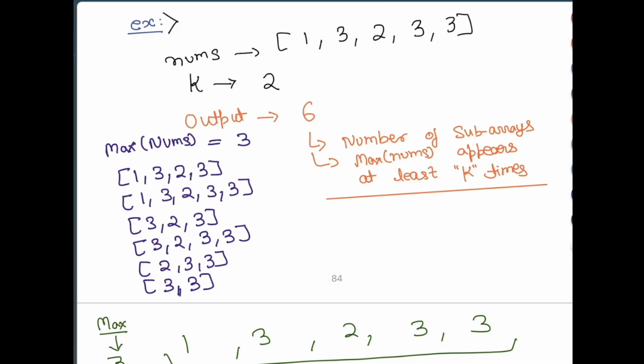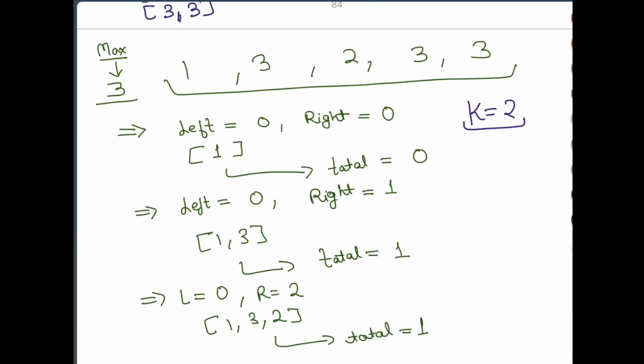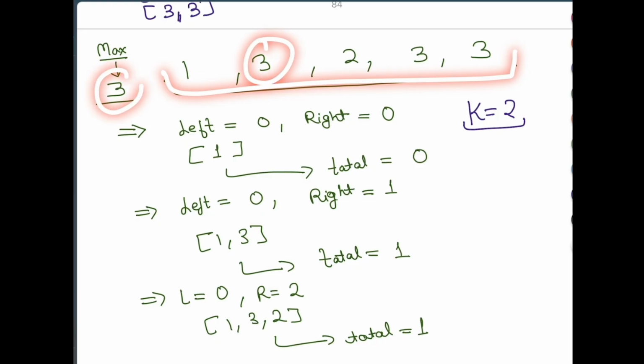But we are going to solve it with O(n) time complexity using the sliding window algorithm with the two pointer technique. What we are going to do is, if this is the given input and the value of k is 2, first of all we will find the maximum number. We can do it in a single loop, right? We can just loop through our array and find the maximum element, which is 3.